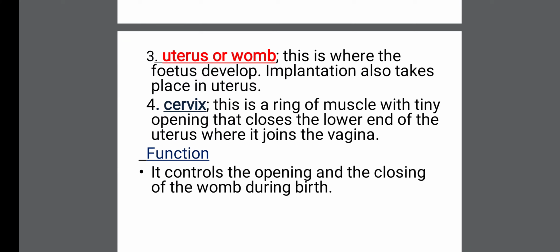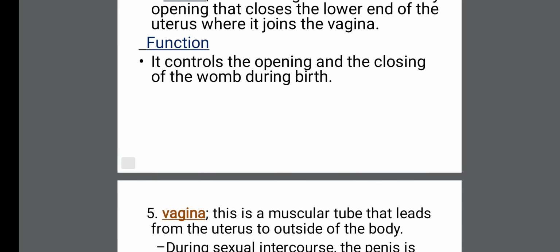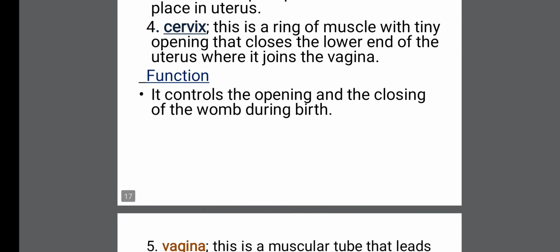Cervix. The cervix is a ring of muscle with a tiny opening that closes the lower end of the uterus where it joins the vagina. The function of the cervix is that it controls the opening and closing of the womb during birth. Whenever a woman is pregnant and wants to deliver, when she's having contractions, she usually feels the pain at that lower part of the womb. That is the cervix. The cervix joins the womb to the vaginal canal.